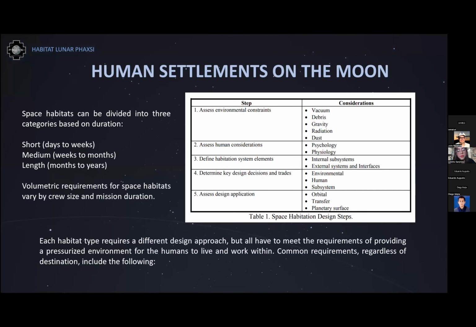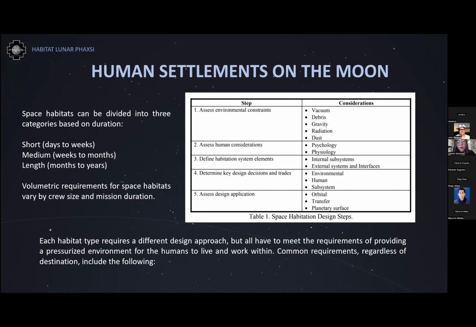About human settlements on the Moon, there is much to say, but I will try to rescue the most important in this presentation. Space habitats can be divided into three categories: short, medium, and long. The volume depends on the size of the crew. And it's important to mention that each habitat is different, but we have some common objectives, such as that we all seek to contribute to science.